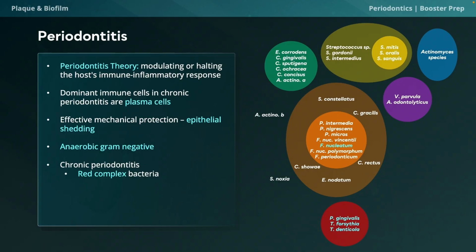The next is the pink, orange, and the orange-red complex. This is the transitionary complexes. So these appear as biofilm matures and becomes more harmful. The important ones that you should know are Prevotella intermedia. That's an easy one to remember. Intermedia, it's intermediate. Fusobacterium nucleatum, this is a key bridge bacteria, and Campylobacter species.